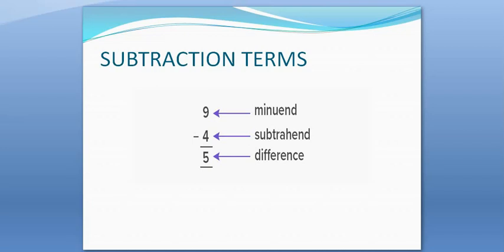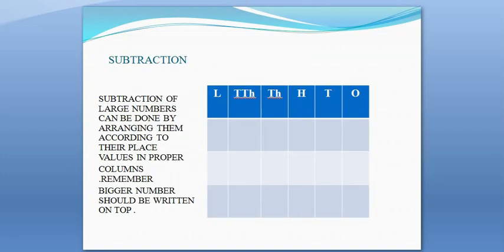The first number, the bigger number, that is 9, is called the minuend. The number taken away, that is 4 here, is called the subtrahend. And the answer we get by subtracting these two numbers is called the difference. So minuend minus subtrahend gives us the difference. For subtracting large numbers, we have to arrange the numbers in their proper place value chart very carefully.